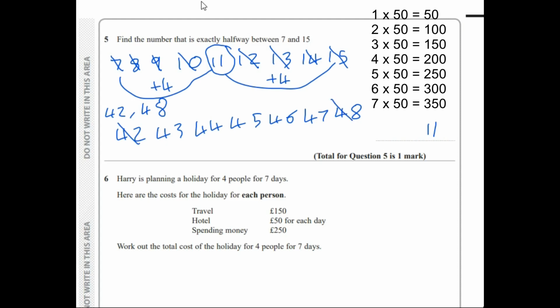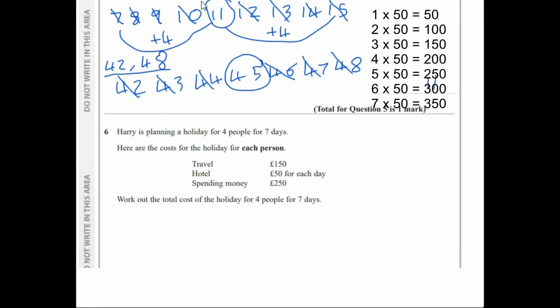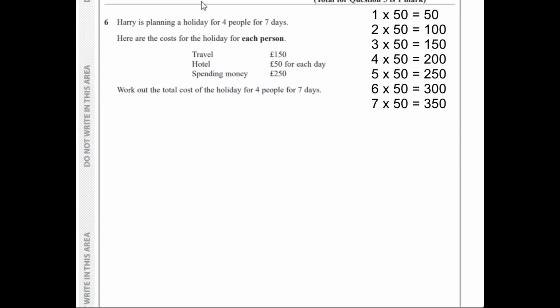So 42, 48, 43, 47, 44, 46. We're left with 45. So we know that 45 is in the middle of 42 and 48. So that's the second example done for this question. So last up for this video, we're going to have a look at question 6.